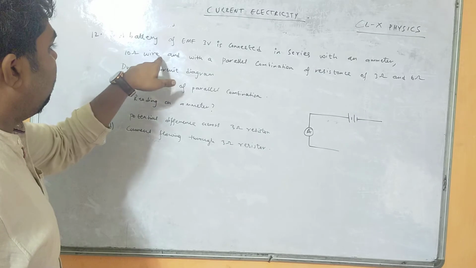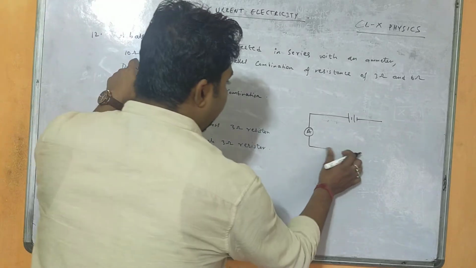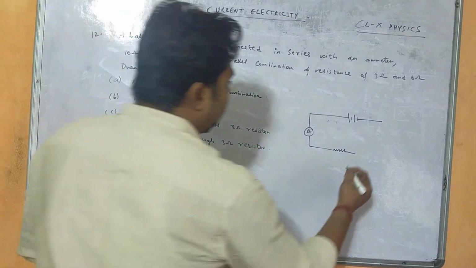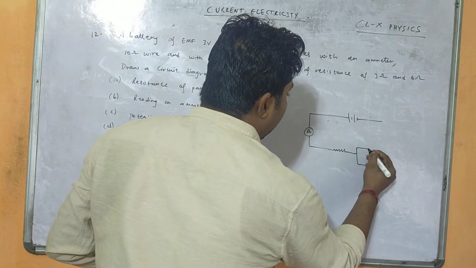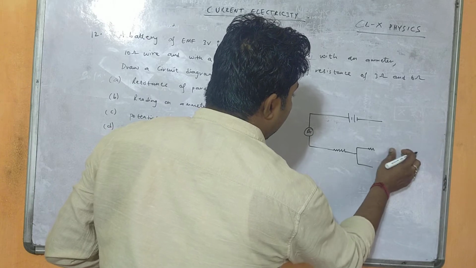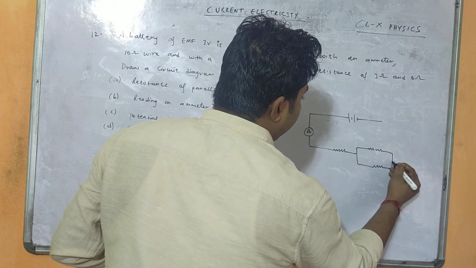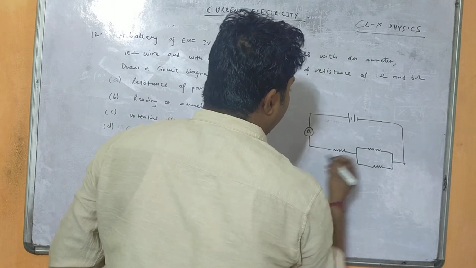That is 10 ohm. Now this end is connected with a 10 ohm wire and with a parallel combination of resistance. So this is further connected with a parallel resistor, and this one is connected together, right?